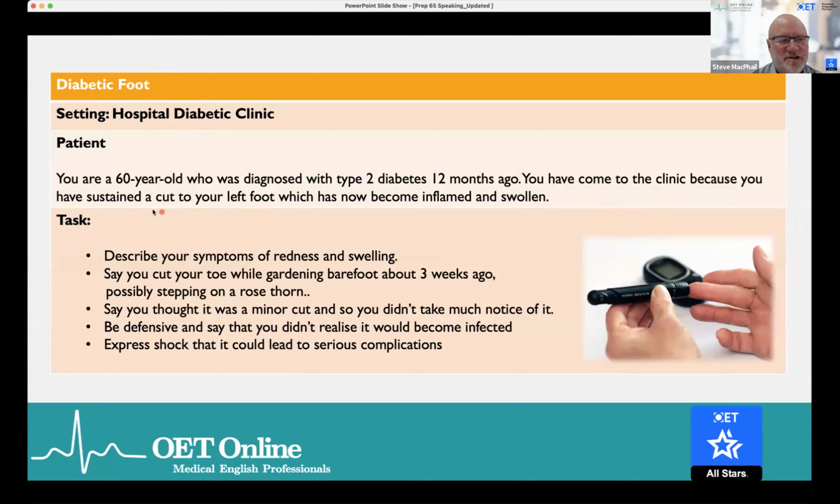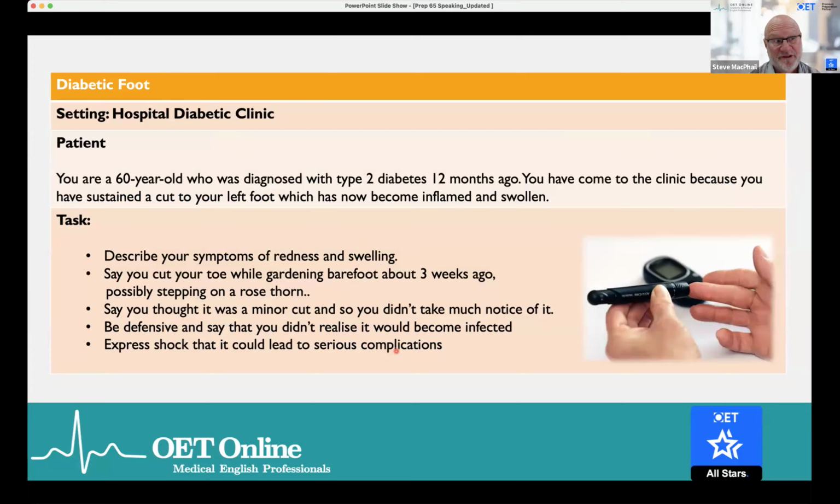And they've come to the clinic because they've sustained a cut to their foot, right? And it's now inflamed and swollen. So the patient's got to describe their symptoms. They've got to say how the cut occurred. They've got to say they thought it was a minor cut. They've got to be defensive because they didn't realize it would become infected. And they've got to express shock that it could lead to serious complications. So patients have a role to play that's written on their card, and they're going to follow that script, right?